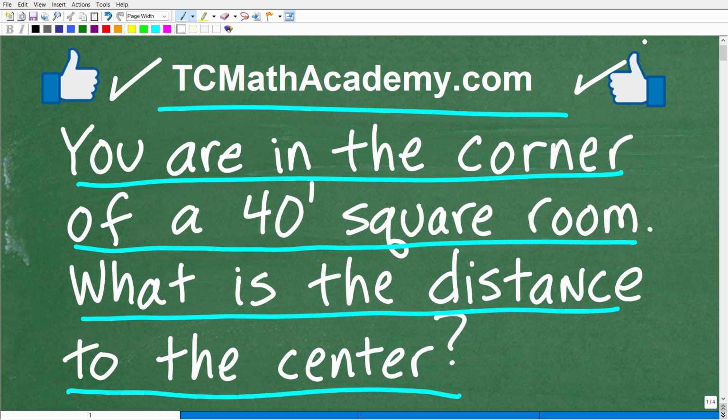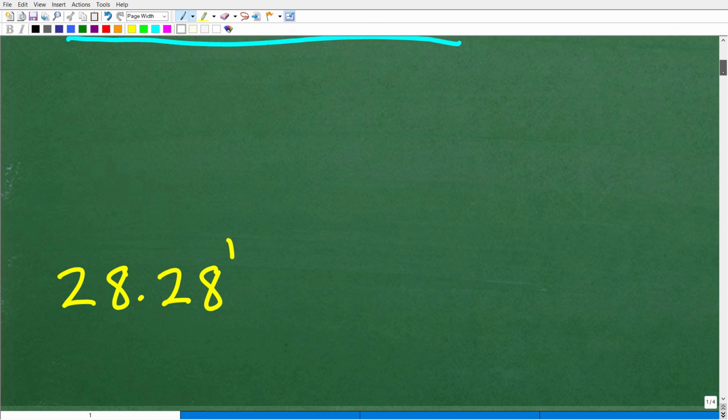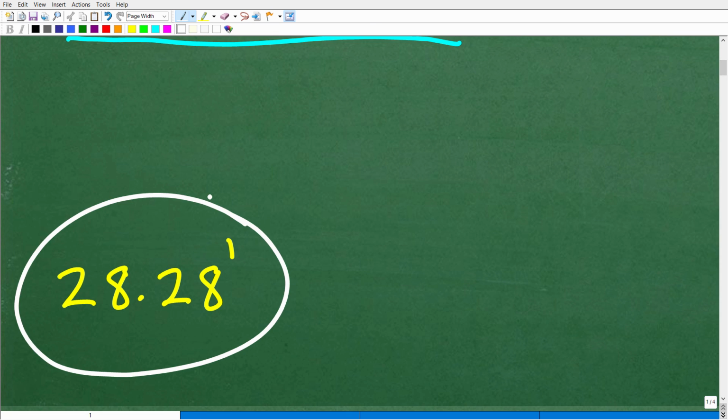All right, so let's go ahead and take a look at the answer. Again, you're in the corner of this 40-foot square room. How much do you have to travel to get to the center of the room? Well, if you did this right, you would have come up with approximately 28.28 feet.